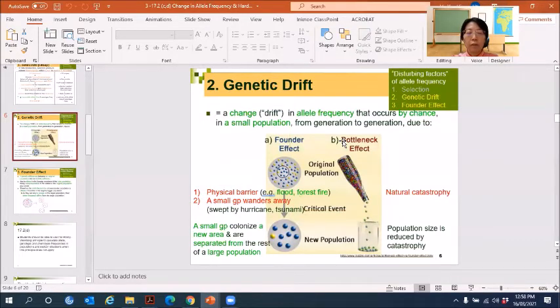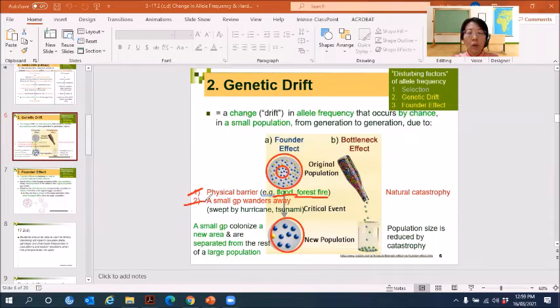Founder effect is when you start from an original population, and then a small group of individuals from the original population is shifted away from it. Therefore, they now form a new population in a new place. Why have they shifted away? Maybe because of a natural catastrophe, like a flood that separates them or carries them away, or a forest fire that separates them, or they run away from the forest fire or flood, so they become separated from the original parental population.